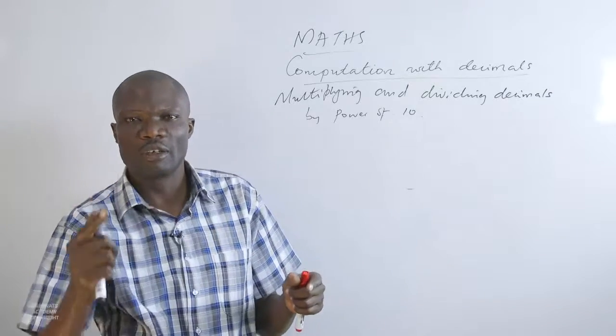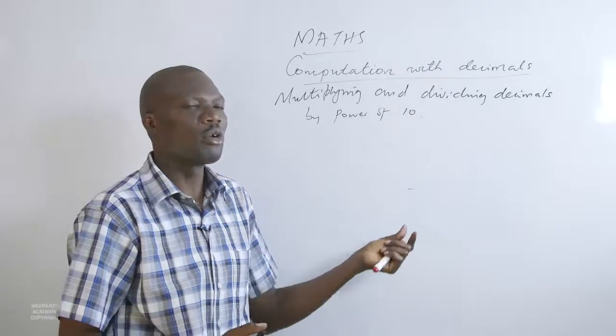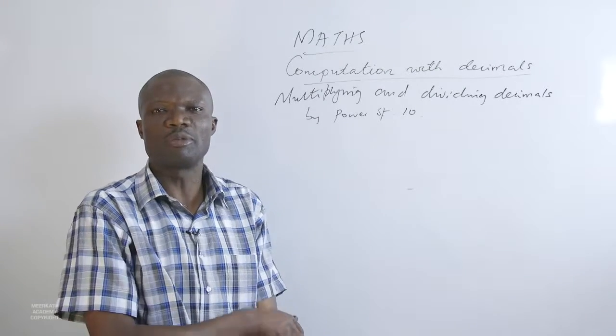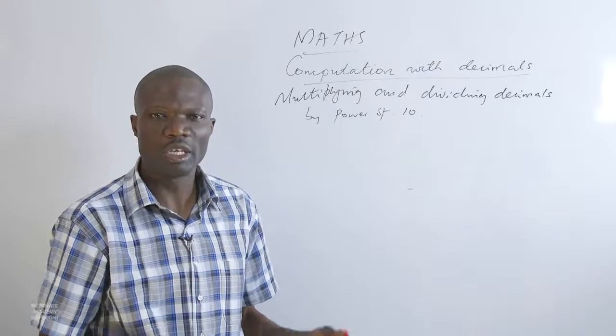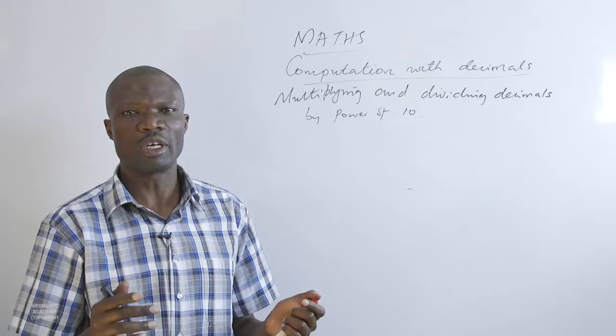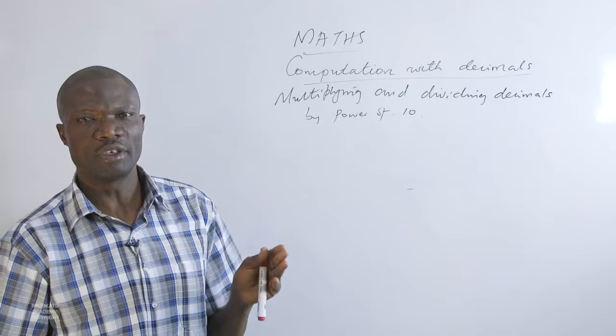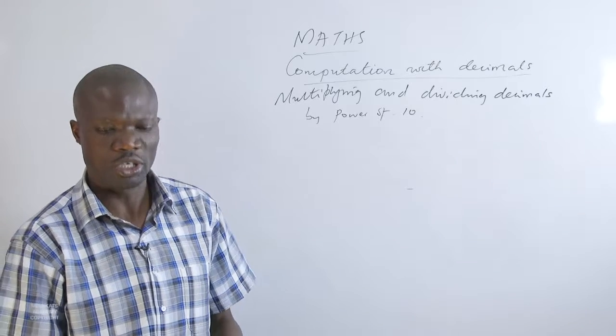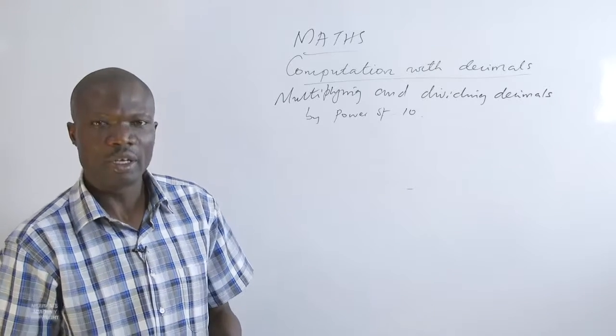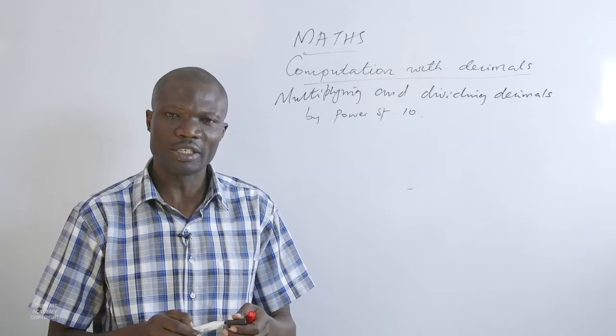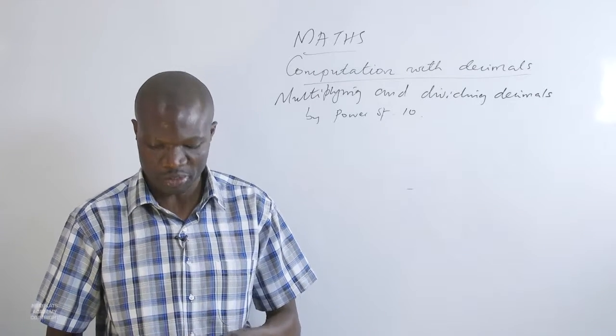If it is 1,000, we move to the left 3 steps because 1,000 has 3 zeros. So the number of zeros dictates how many steps you're going to make.